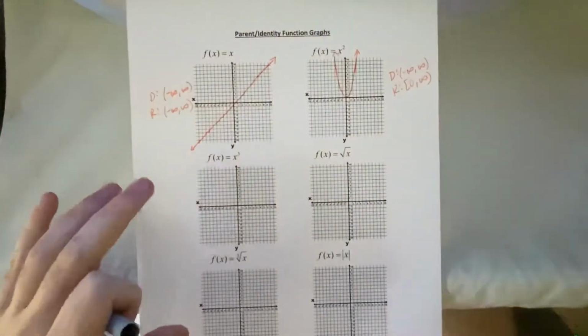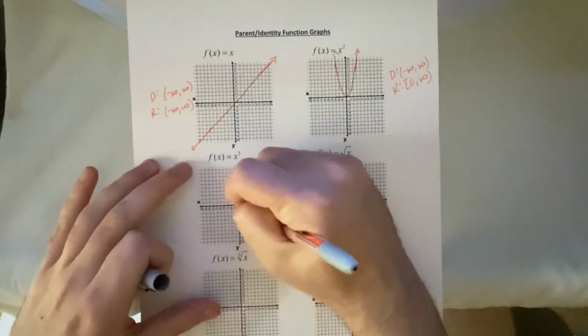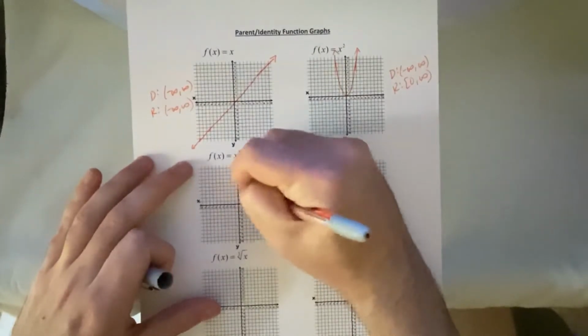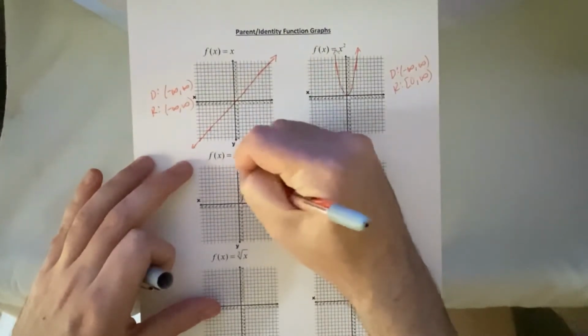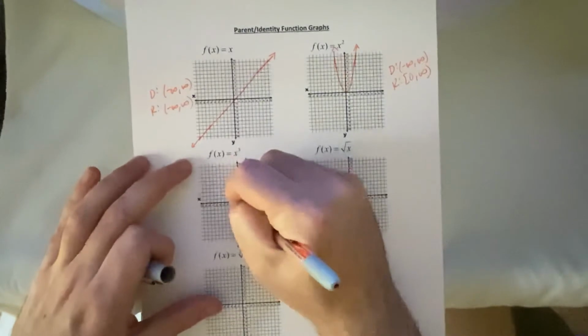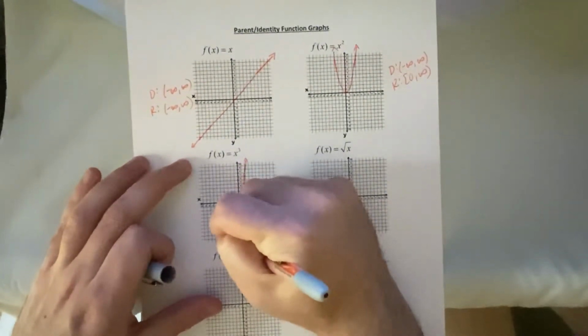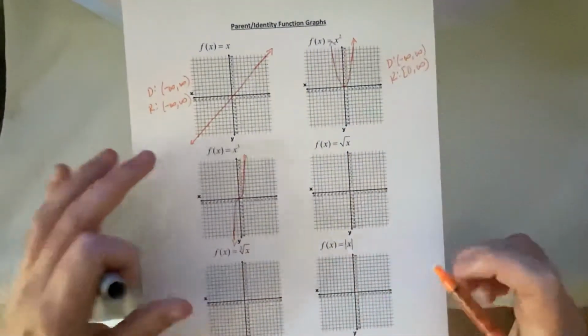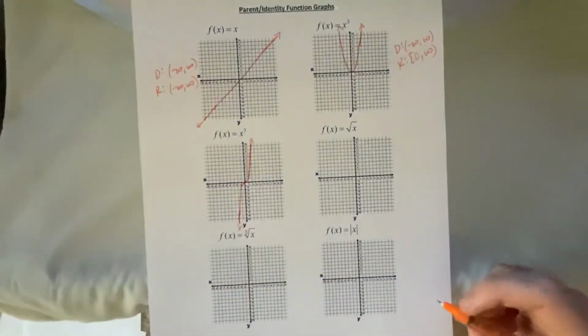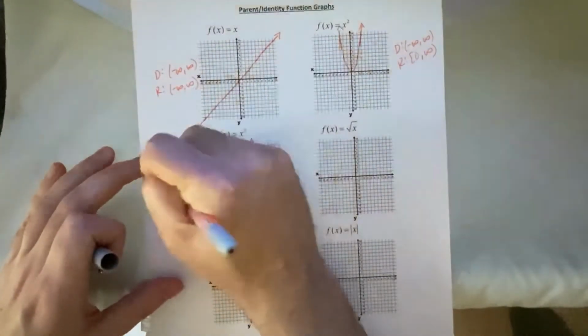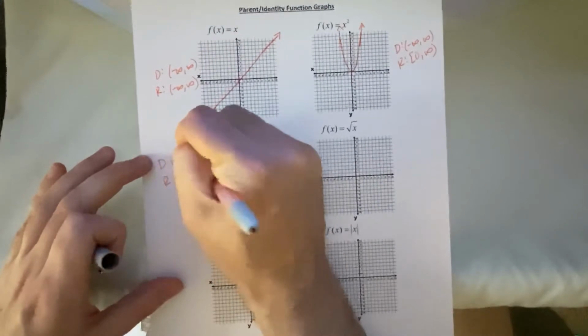F of x equals x cubed. Looks a little like x squared, only remember that if an odd number or a negative number is cubed, it's still negative, so instead of going up on the left side, it will now go down, and it's a little bit steeper. For f of x equals x cubed, and for x to any odd power in general, the domain is negative infinity to infinity. The range is negative infinity to infinity.